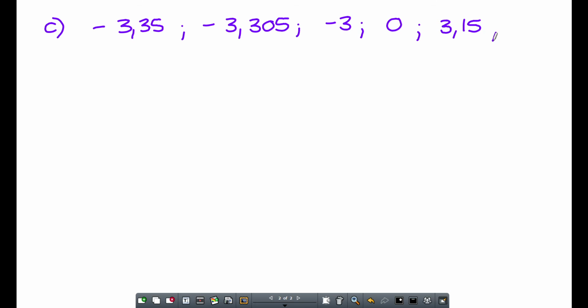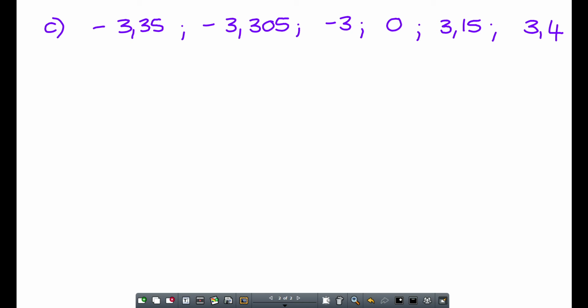Now C says arrange in ascending order, meaning from small to big. Now that should be minus 3,35, then minus 3,305, sorry, then just minus 3, then 0, and now we're getting to the positive numbers. So 3,15 and 3,4. Any questions there? You guys fine with that?